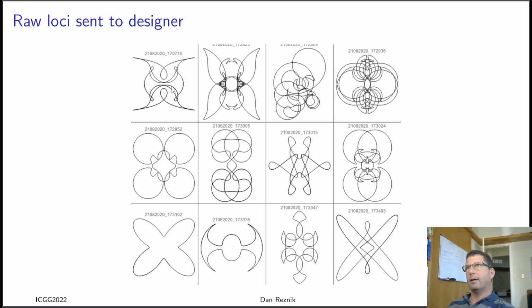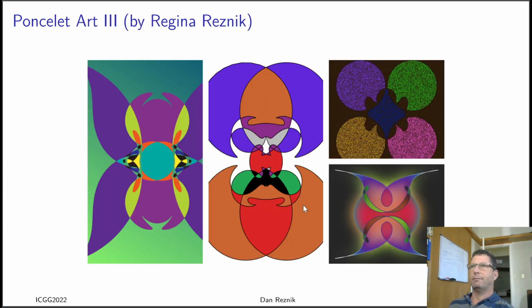And I said, hey, her name is Regina. Regina, can you actually try to color these and tell me what you can do with them? So she went ahead and did some, she did dozens of designs. I'm just showing you guys here a few of them. I thought they were rather beautiful. These are like Poncelet chromes. This guy here kind of looks like a butterfly or moth.